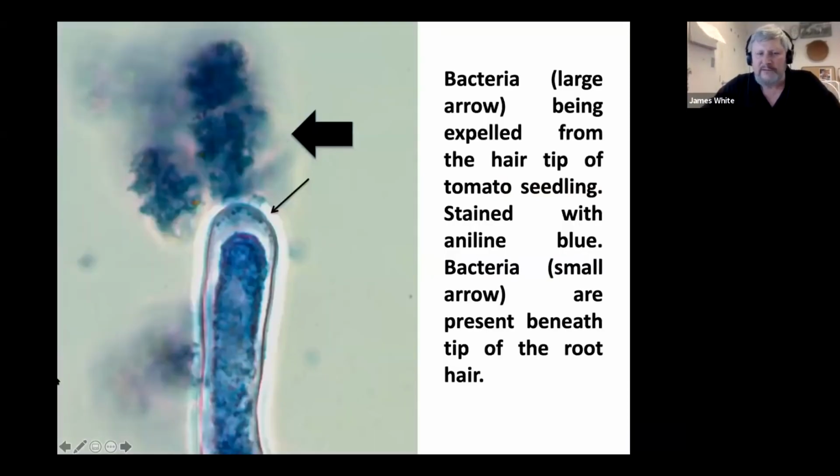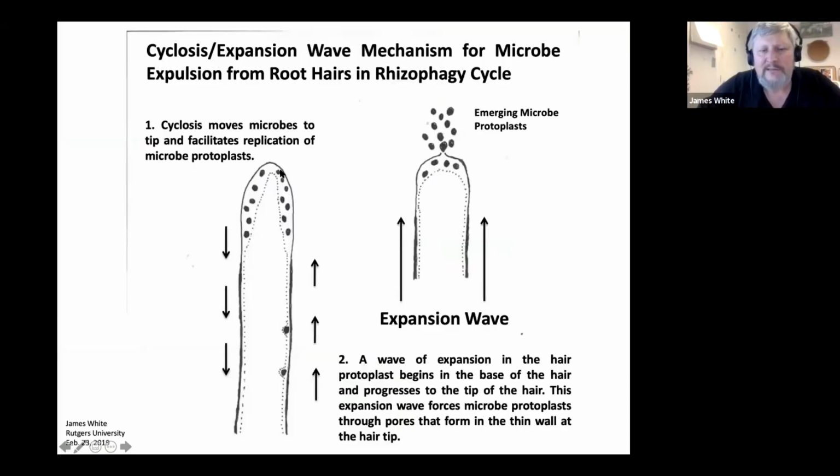And this shows one of the hairs. You can see the microbes out. You can see kind of in transition, bacterial protoplasts that were kind of in that wall that's coming out. Little pores form in the growing wall, and it's through those pores that these microbes get expelled. And this shows actually the way the tip works. This is something we call the cyclosis expansion wave hypothesis for microbe expansion from root hairs.